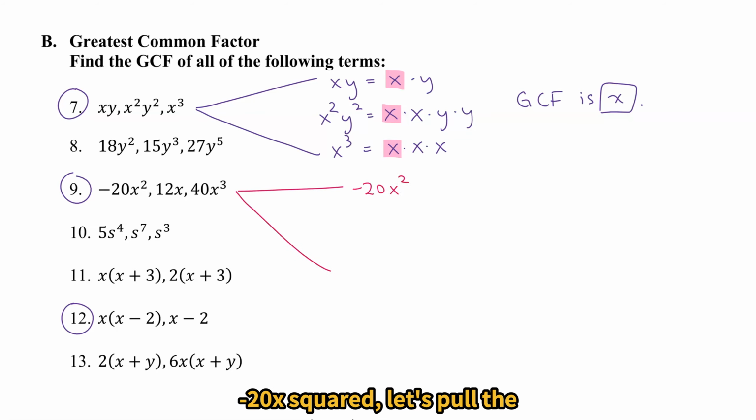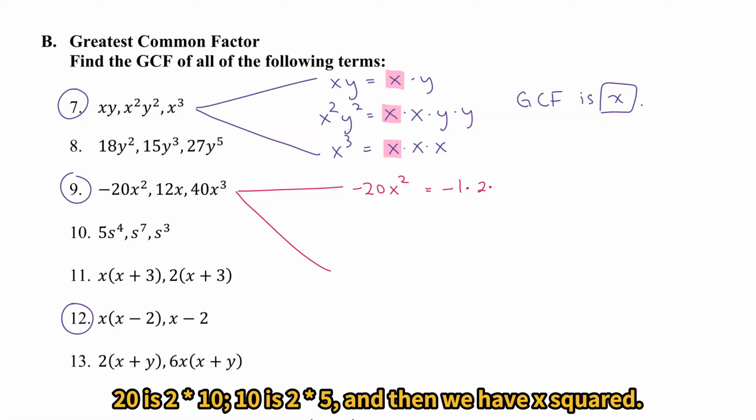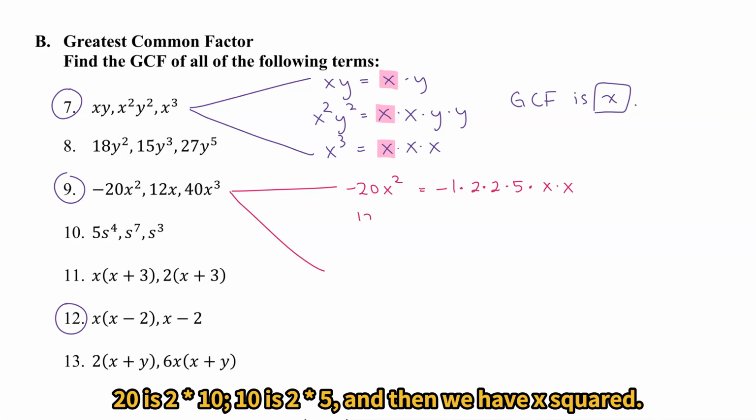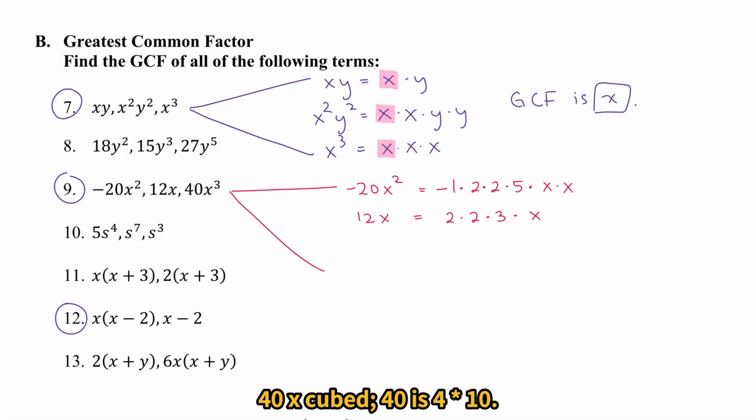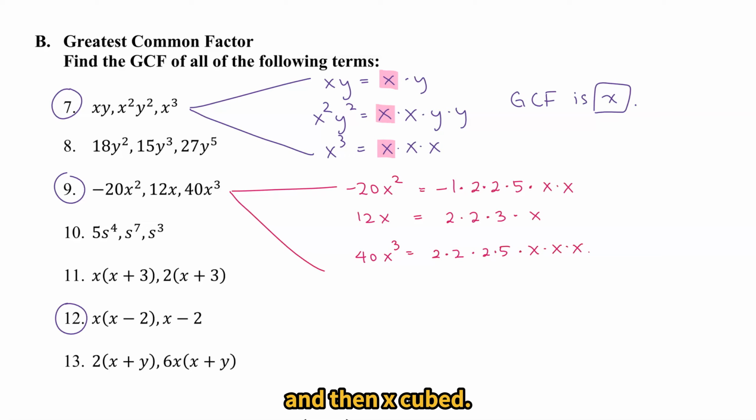Negative 20x squared. Let's pull the negative out as a -1. 20 is 2 times 10. 10 is 2 times 5. And then we have x squared. 12x. 4 times 3. But 4 is 2 times 2. And then x. And 40x cubed. 40 is 4 times 10. So 2 times 2 is 4. 2 times 5 is 10, and then x cubed.